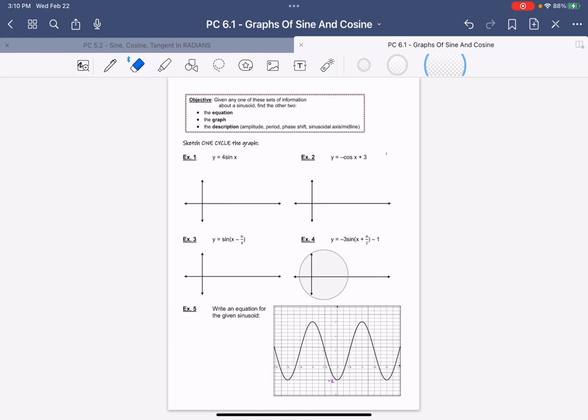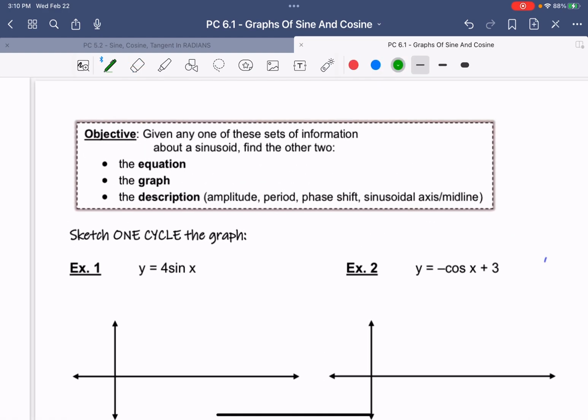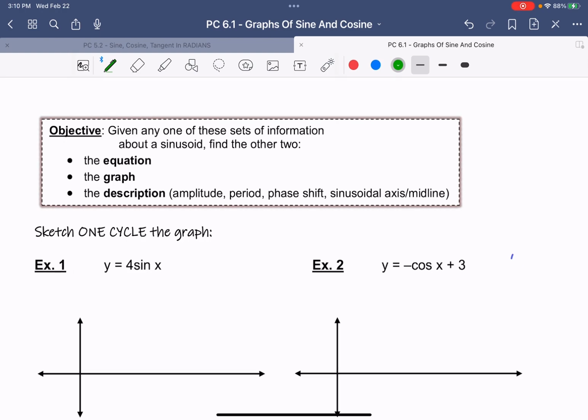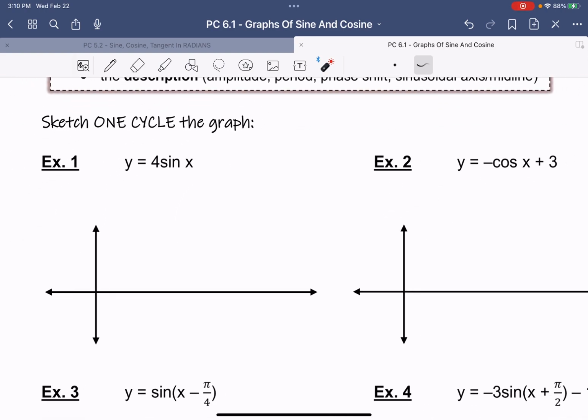I'll go ahead and erase all this. Okay, so our objective is we want to be able to give some information, or actually a graph being given an equation, or we can be asking you to find an equation given a graph and so forth, or we might ask you for all of this information, the amplitude, period, phase shifts, sinusoidal axis, midline, all that good stuff. So we'll start with some easy ones.